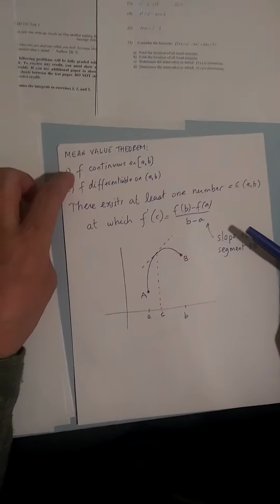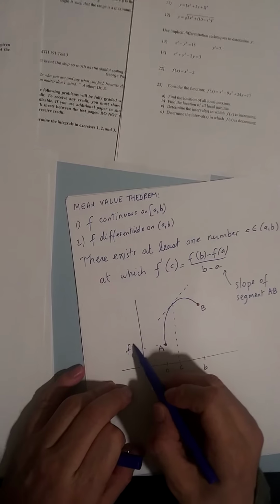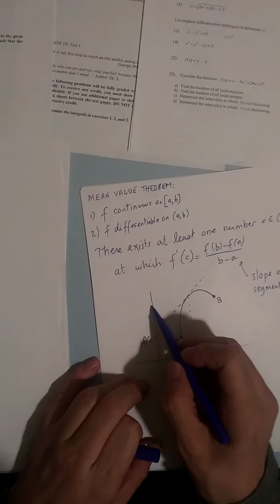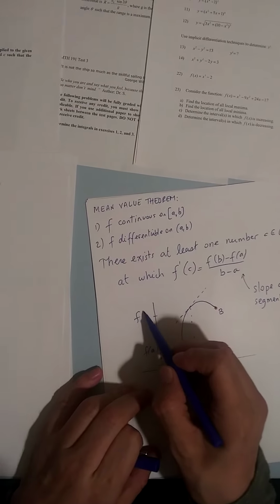If these two are true, then there exists at least one number c in the interval (a, b) at which f prime of c is equal to f of b minus f of a over b minus a. If I were to draw a situation like this with small a and small b, then this number here would be f of a, this number here would be f of b, and let's call those points capital A and capital B. So f of a is this red point here, f of b is this red point here.